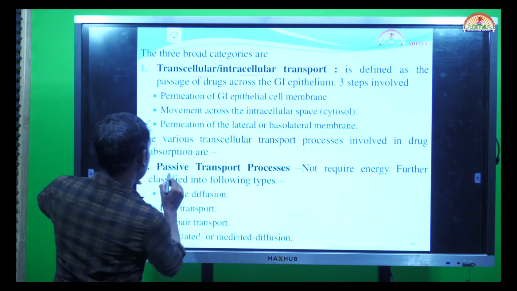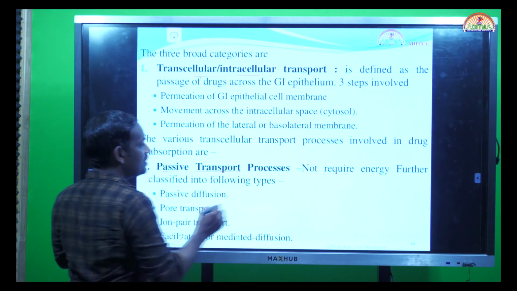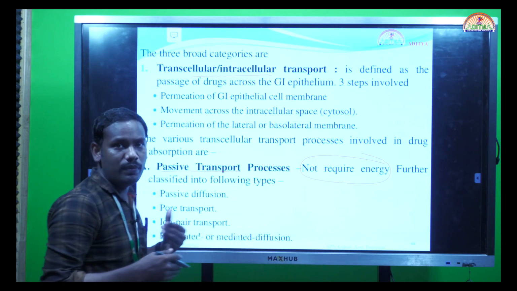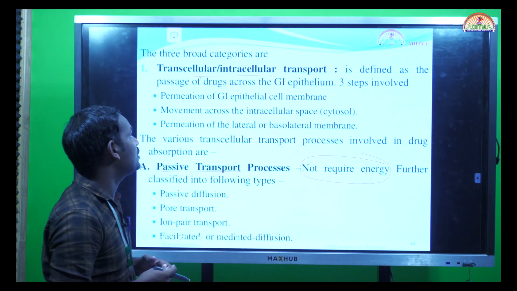So there is this passive transport. Passive, as I have said previously, means it does not require energy. It moves according to the concentration gradient.